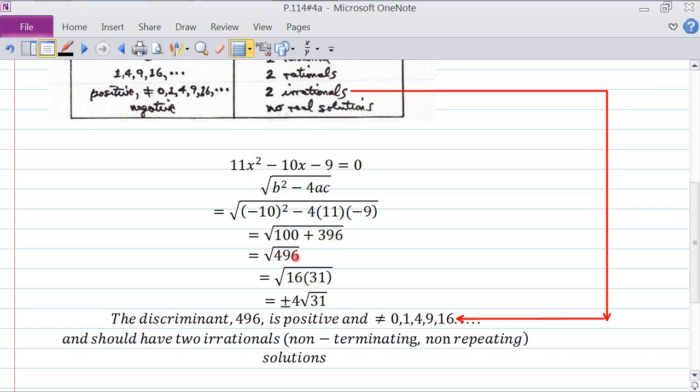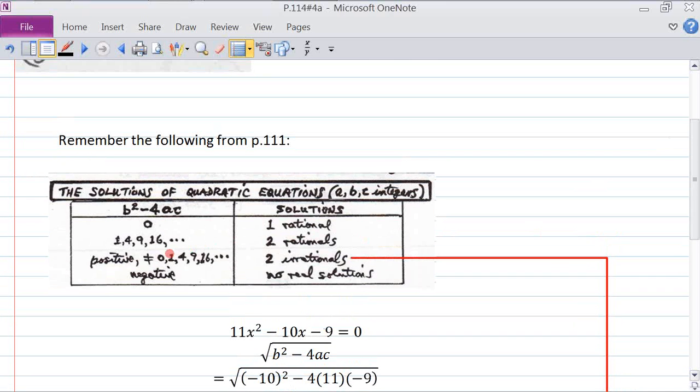So we get 496. And 496 is equal to 16 times 31. So the square root of 16 is 4, and the exact solution is plus or minus 4 root 31. The 16 comes outside. Now, if you go to what we discussed from page 111, b squared minus 4ac is not equal to 0. And b squared minus 4ac is not equal to a perfect square.